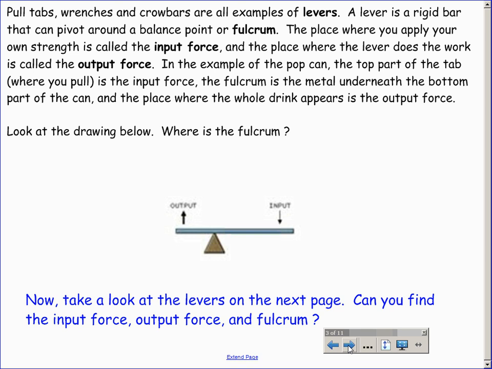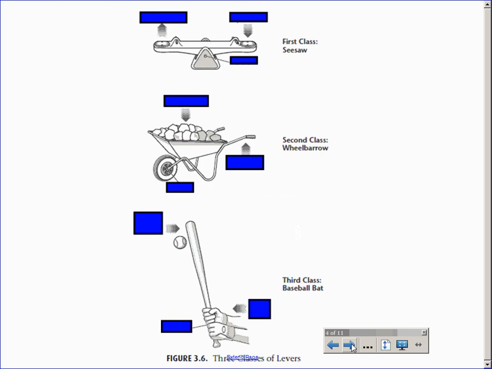Look at the drawing below. Can you identify the fulcrum? You said right here. You're correct. Now, let's take a look at the levers on the next page. Can we find the input force, the output force, and the fulcrum? Let's check it out, shall we, grade 7?